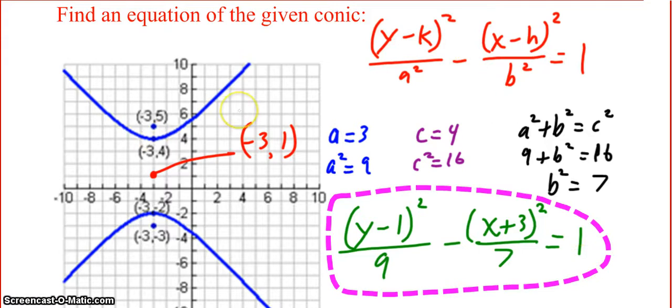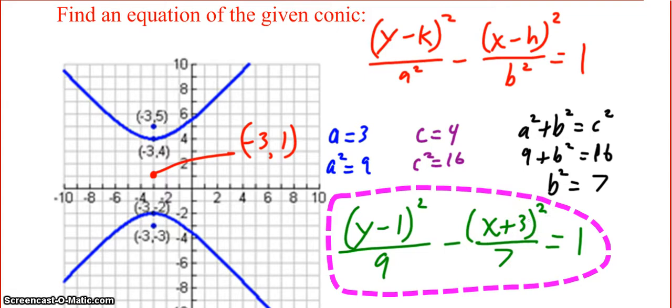Well, again, we talked about before you pause the video that this was opening up and down, so I know it's a y squared first and then an x squared. So the x squared term will be the minus. So I wanted to find the center. We'll just find what point is in between the two vertices. So if this is at negative 3, 4 and this is at negative 3, 2, then negative 3, 1 is the center. So that's how I came up with the y minus 1 squared and the x plus 3 squared.